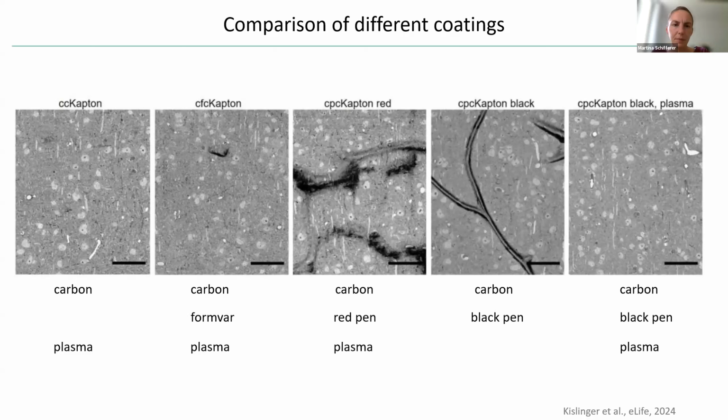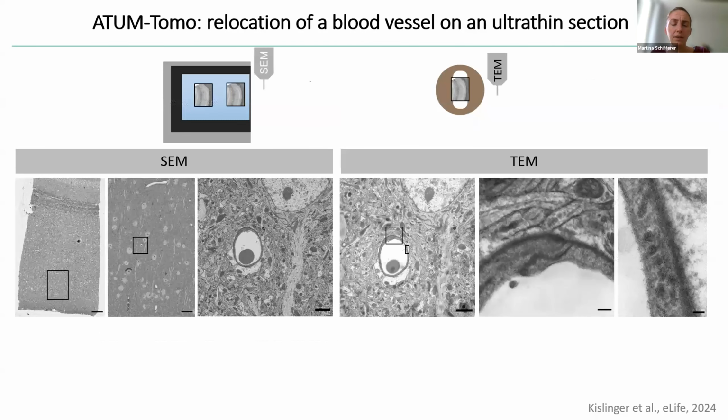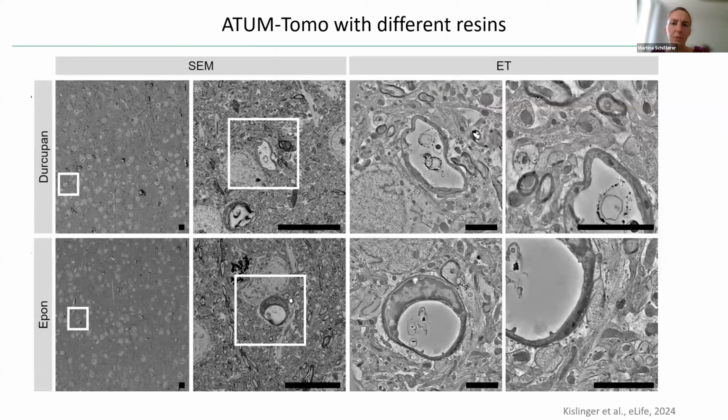This is a comparison of the ultrastructure of normal carbon-coated Kapton and our coated tape. It's really nice ultrastructure. Here we show that you can have overview imaging of this cortical region, then zoom into one region, in this case a blood vessel. This is with SEM imaging, and then the same region is found in the TEM after removal of the section, so this is now an ultrathin section. That also works with different resins. We tried Durcupan and EPON.